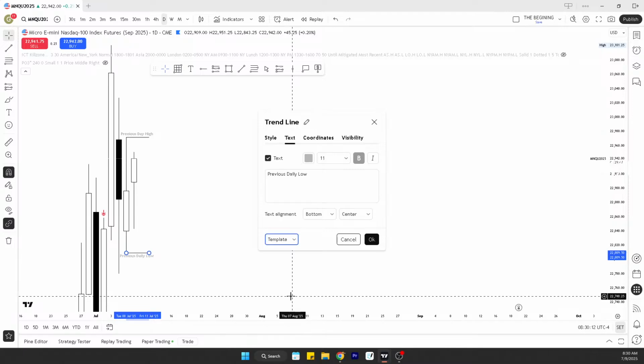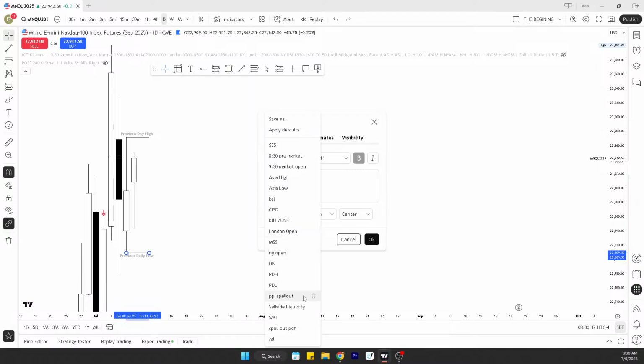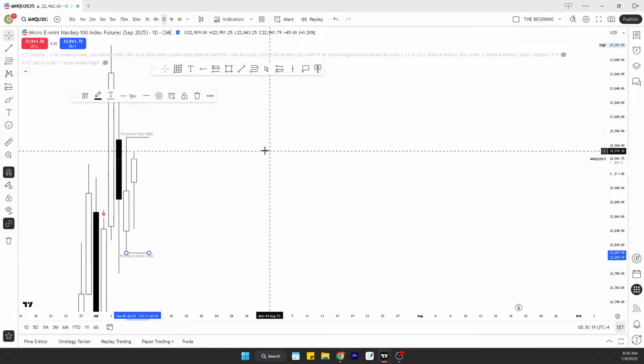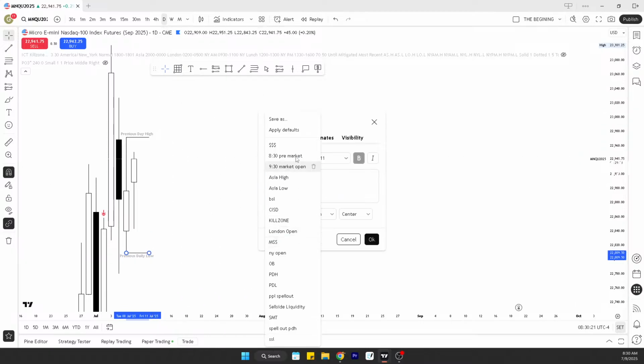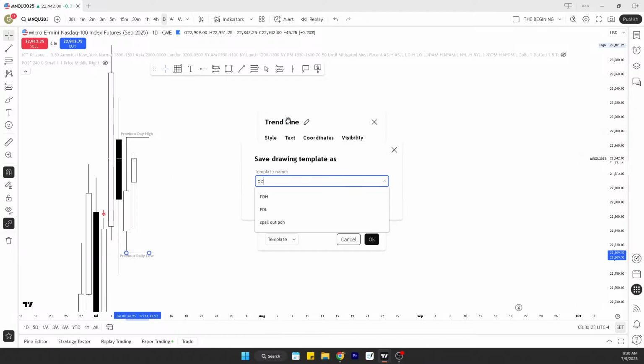Previous daily low. Why did I say PPL? That's why I'm like, what? I gotta redo that. Previous daily low.